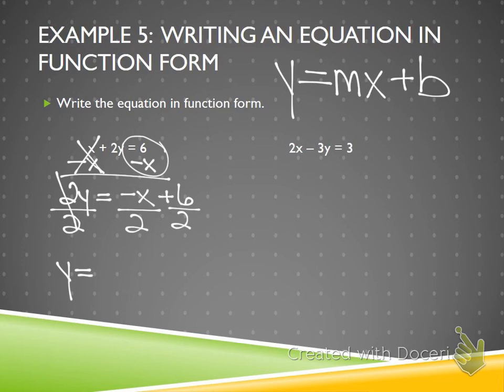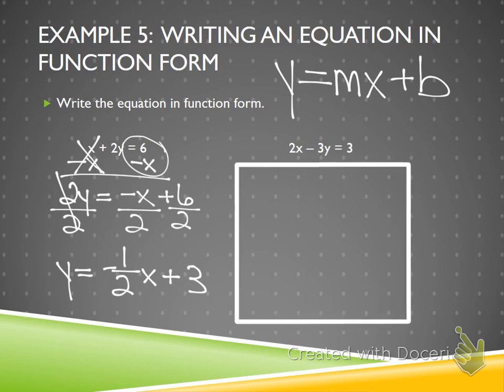What number do I know is understood in front of the negative x? A 1, so I'm going to put it in there. Negative 1/2 x. What's 6 divided by 2? 3. Plus 3. And now my equation is in function form. Now I can do my input-output table, which I'm not going to fully do because we're running low on time.